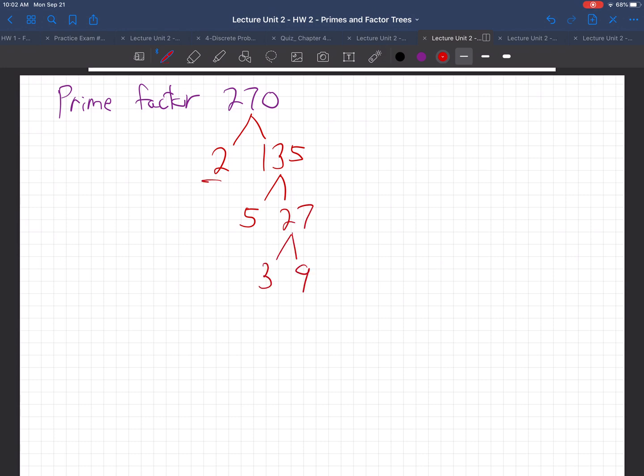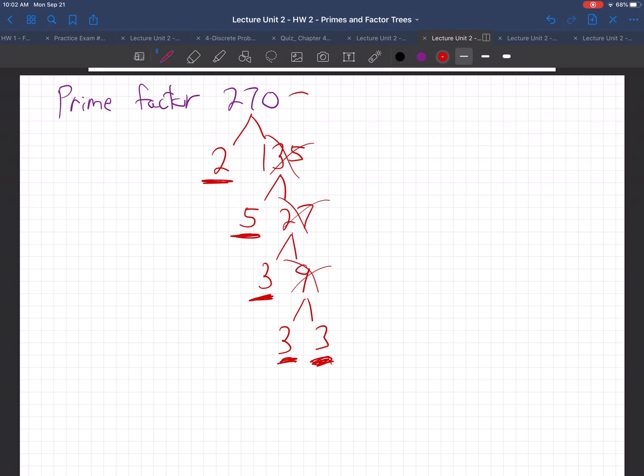3 times 9. By the way, I'm going to underline these numbers. Those numbers will not break down any further. We call those primes, right? And then the 9 will break down, 3 times 3, and there we're done. I've underlined all the prime numbers. We don't write down the 135, the 27, or the 9 because those numbers broke apart, didn't they?